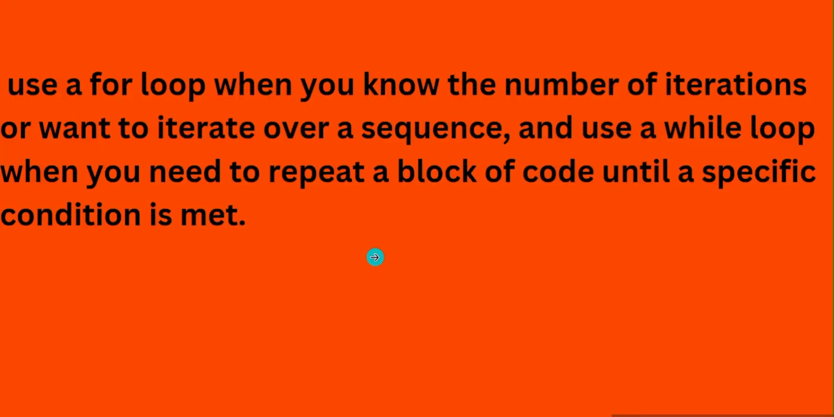Now, use a for loop when you know the number of iterations. That is, when you want to iterate over a sequence, list, tuple, string, at that time use a for loop. Whereas, when you want to repeat a block of code until a specific condition is met, at that time you can use a while loop.